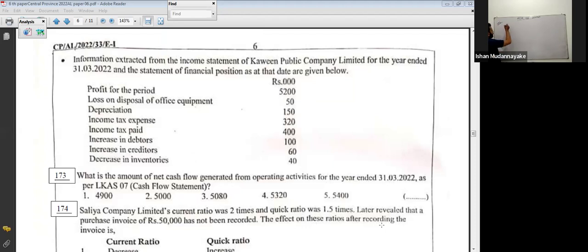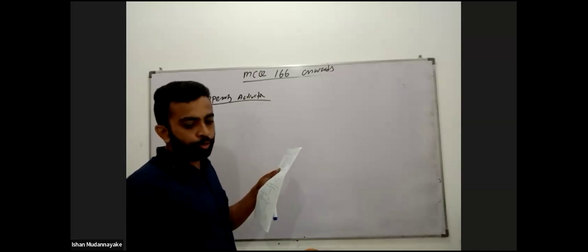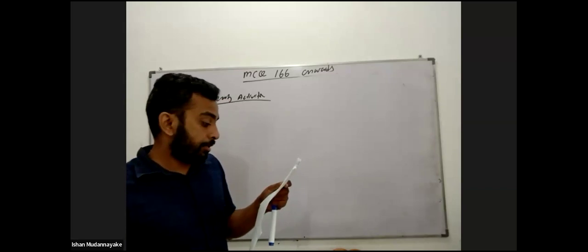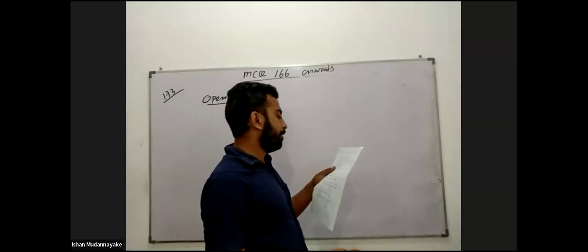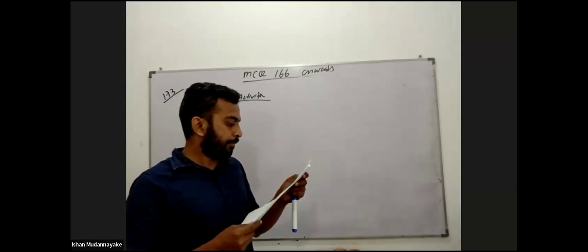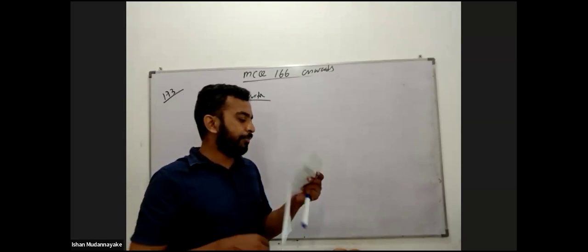Operating cash flows, operating activities. In the cash flow statement, operating activities. Profit for the period 5,200. When you are calculating cash flows from operating activities, you need to get profit before tax. Now how to get the profit before tax of this business?